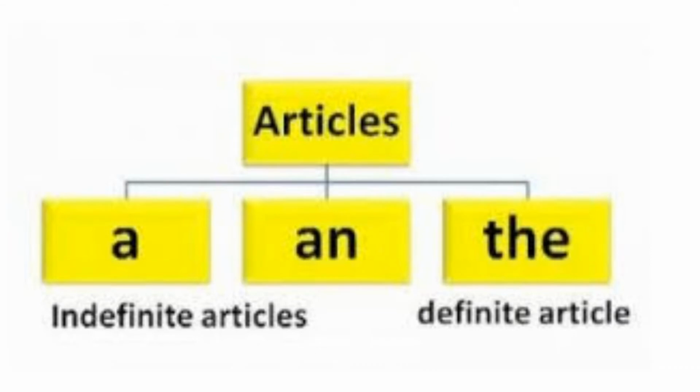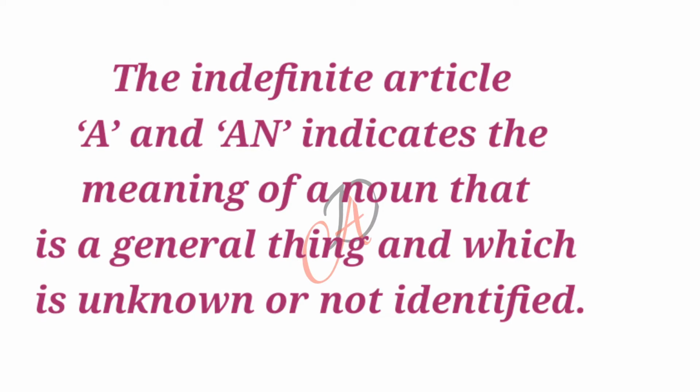There are two types of articles in English grammar. They are indefinite articles and definite article. Indefinite articles are a and an, whereas the definite article is the. Okay, let's know what indefinite articles are. The indefinite articles are a and an, and they indicate the meaning of a noun that is a general thing and which is unknown or not identified.